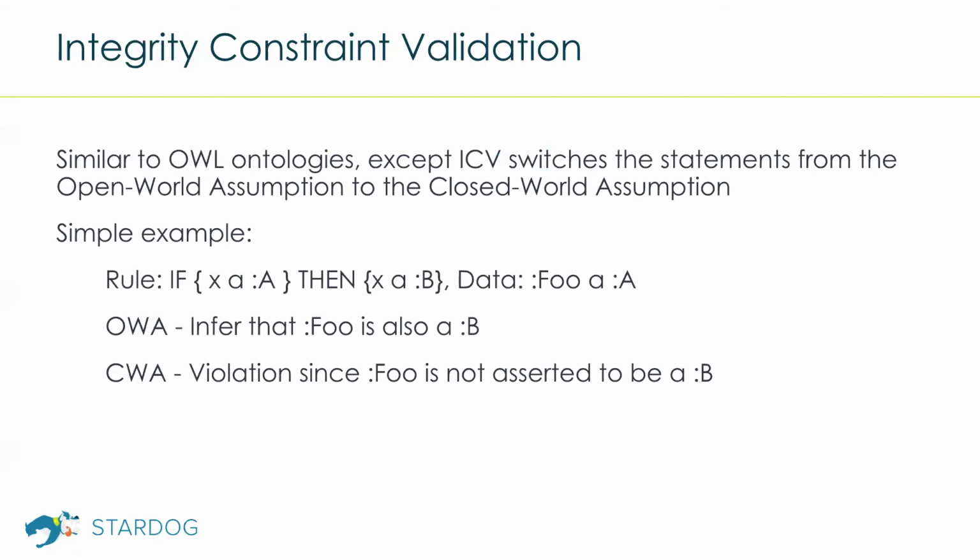So I think this might be one of the last things on here. We have this thing called integrity constraint validation, or ICV, which is similar to reasoning in a way. If you remember, with reasoning, we defined some rules that said, if you have this, then you can infer this. But what ICV does is it switches that context from what's called the open world assumption to the closed world assumption. These are kind of like basic tenets of, I guess, the semantic thinking in general.